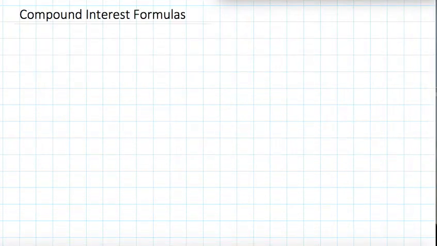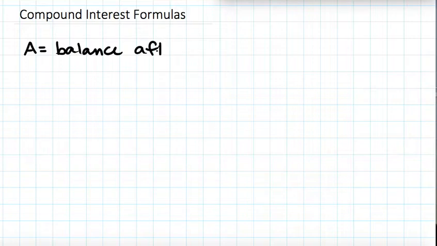Next thing that we're going to talk about is compound interest formulas, and we saw this a little bit back in Chapter 8. We're going to see a couple of new formulas today. So first we're going to remind ourselves of what the variables in these formulas stand for. A is the balance after T years.